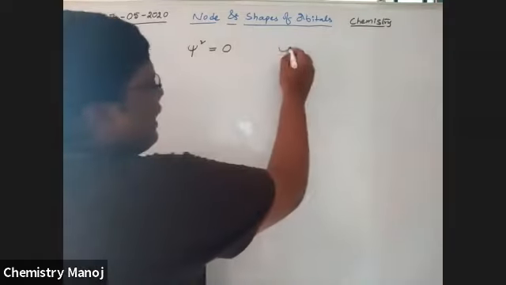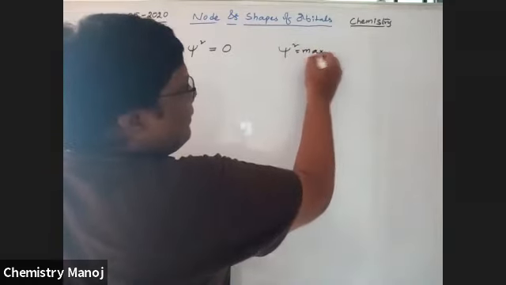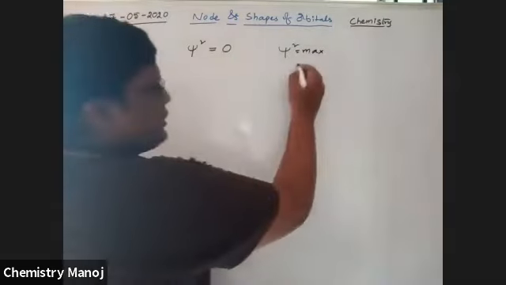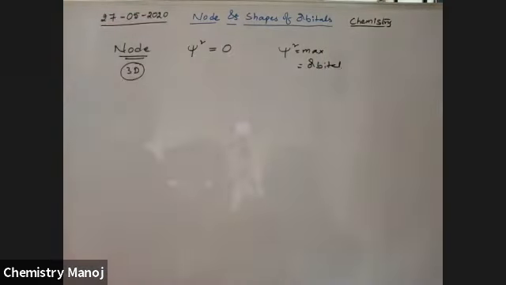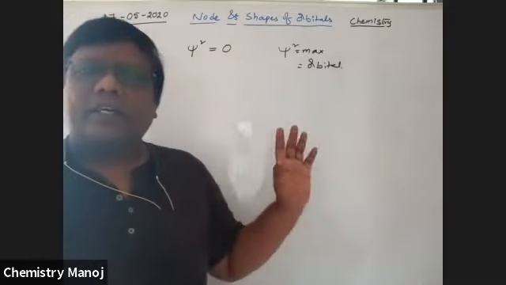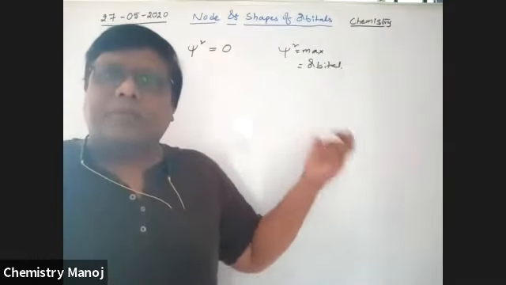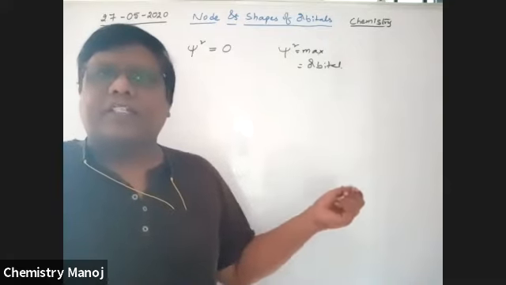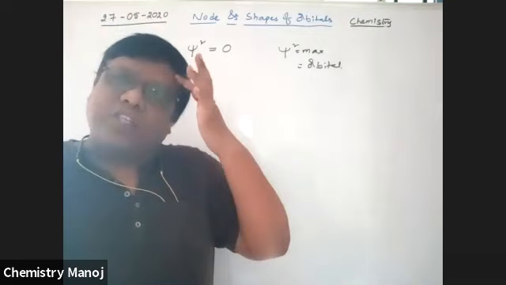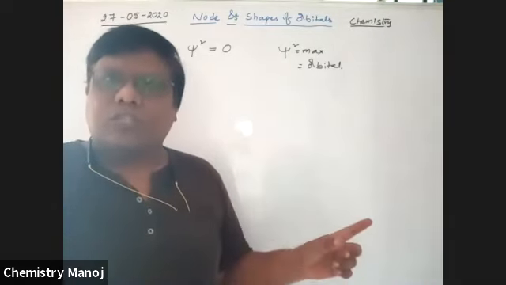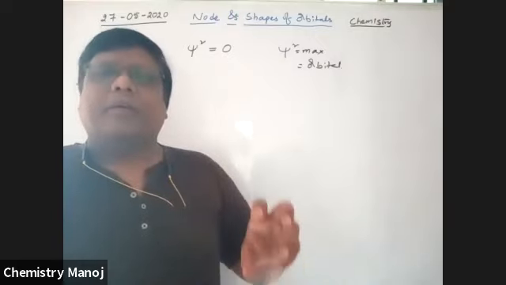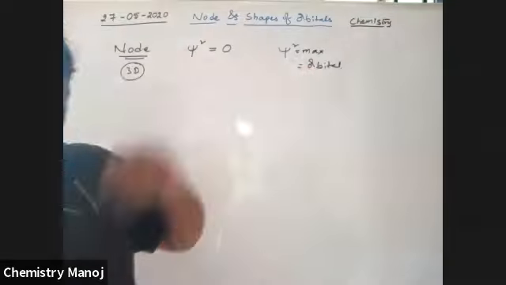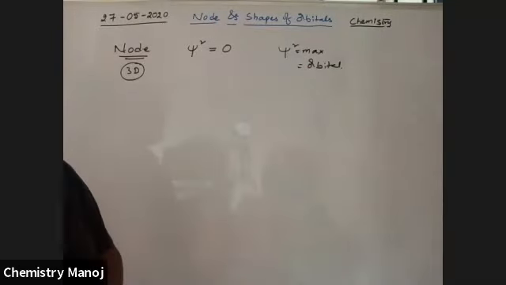If psi square is maximum, that is called an orbital. So that means at a certain distance, psi square becomes maximum, and at certain conditions, psi square is equal to zero. If psi square is equal to zero, that is a node. If psi square is maximum, that particular region, that three-dimensional space, is considered as an orbital.